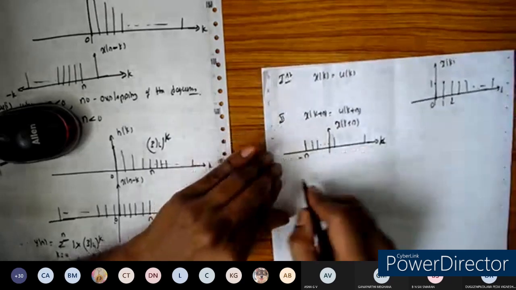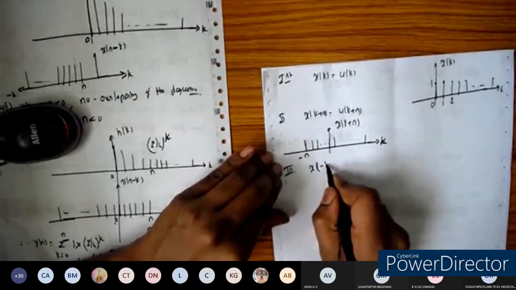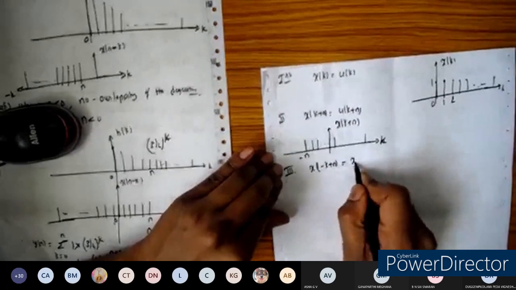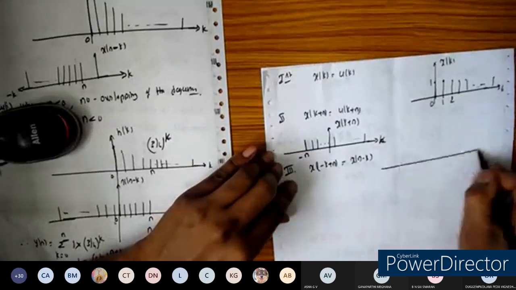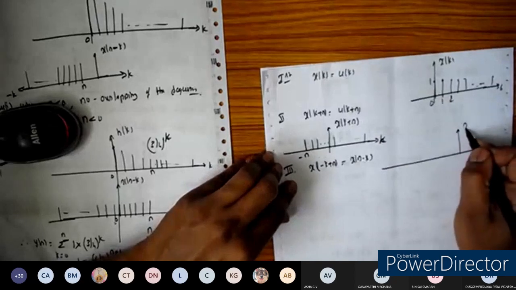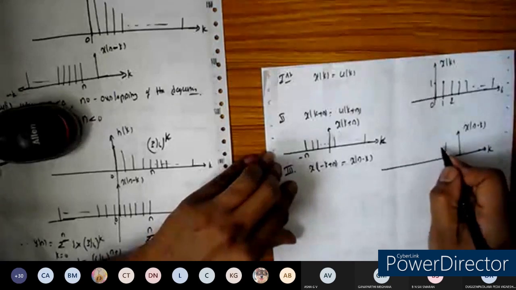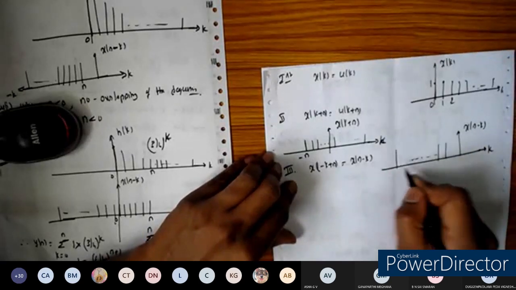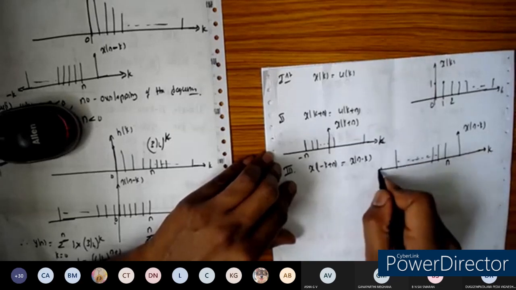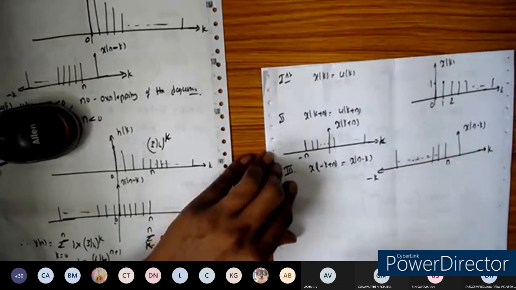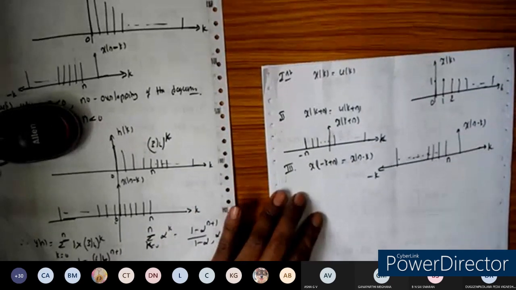Next, in the third step, I'm going to plot x of minus k plus n, which is also equal to x of n minus k. When you take the reflection, the sequence will become like this. Since I don't know the value of n, I'm just going to label this as x of n minus k. The value of n will be somewhere here. The sequence reflects toward the negative axis. So this is the sequence x of n minus k.